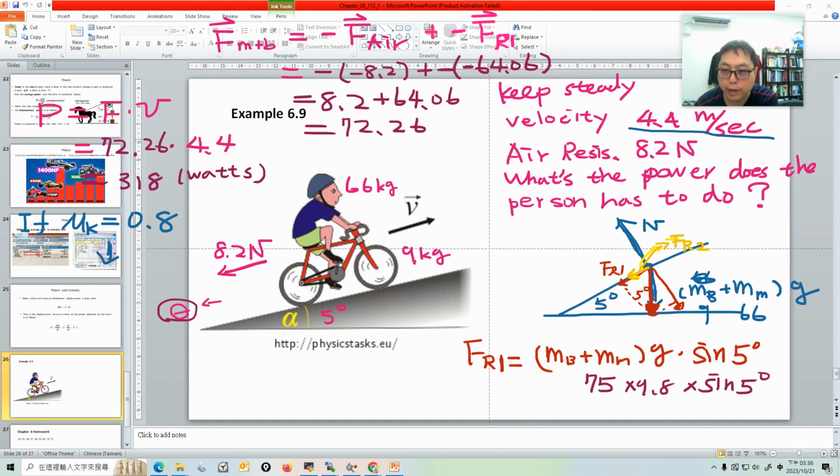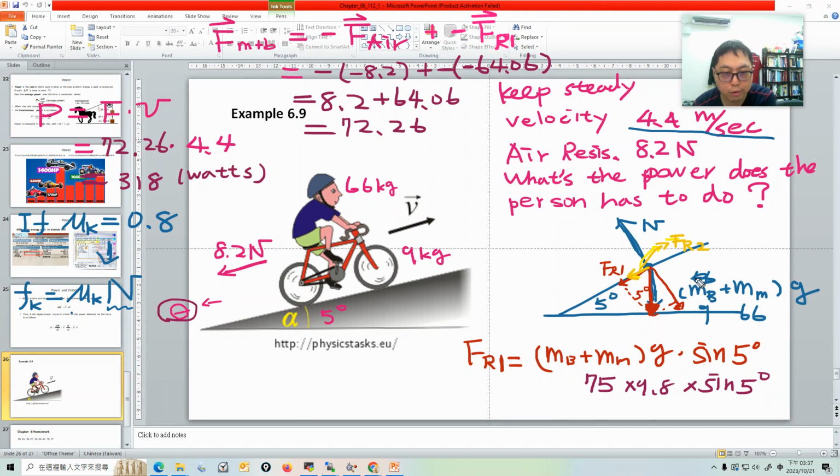Okay, and friction, in the previous chapter we learned that friction is proportional to your normal force, and the ratio is the kinetic friction coefficient, because right now the bike is moving. We set this value 0.8. So if we know the normal force, we can find out the friction force.